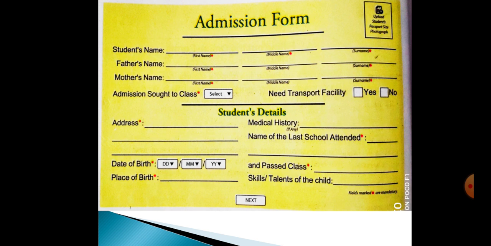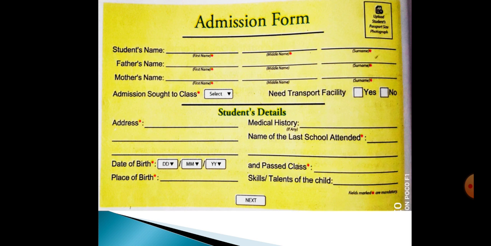Then student details, address. Here students write their own address, the full address. Then medical history. Some students have some medical problems. If you have any medical problems or medical history, mention here. Suppose you do not have any medical history, just write no or dash here.